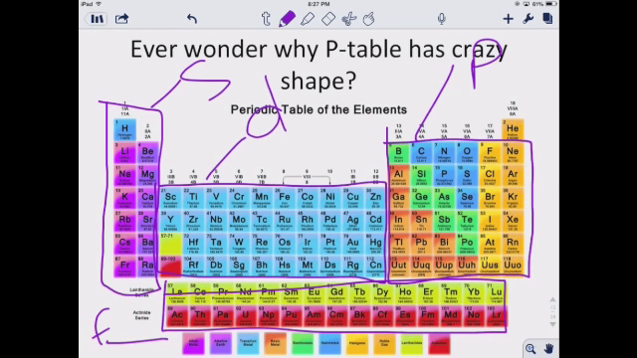And the reason why the periodic table has the shape that it has is because of all the electrons of the atoms and the way that they arrange themselves determines their chemical properties. And so by lining up all the chemical properties, we see that all the suborbitals start to line up, and so it takes on this shape. So basically, the atoms gave the shape to the periodic table.